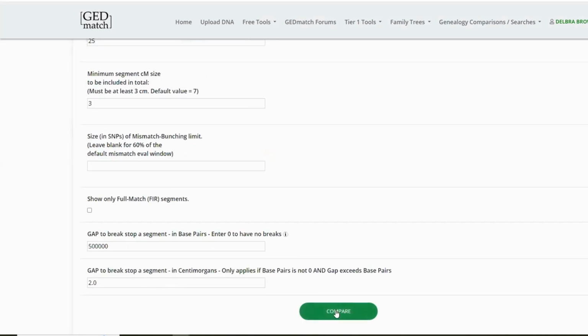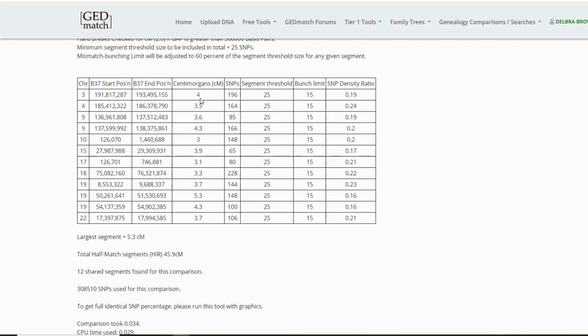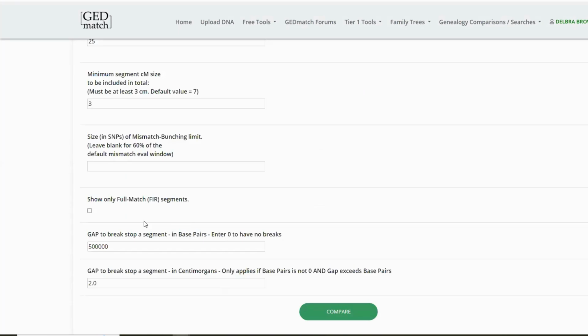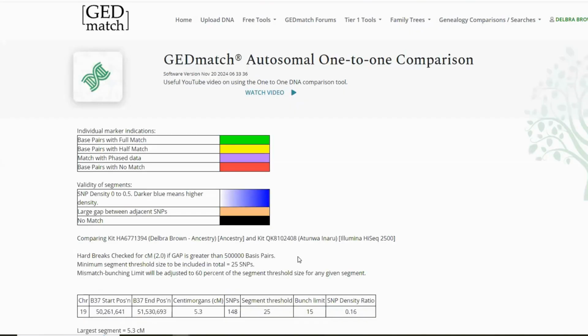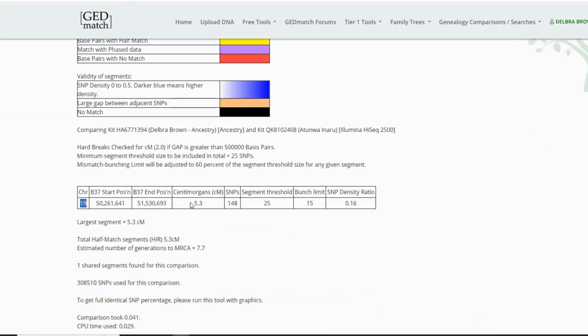When I lowered it to 25, I pulled a few more chromosomes, but the 5 was by itself. If you have one that's by itself, then let's look for 5 centimorgans and keep it at 25. So I'm going to change this to a 5 from a 3 because I want to call that one result out. When I hit compare, it showed me one result: chromosome 19, where I match Tuna, 5.3 centimorgans, and now it can tell me who the common ancestor is.